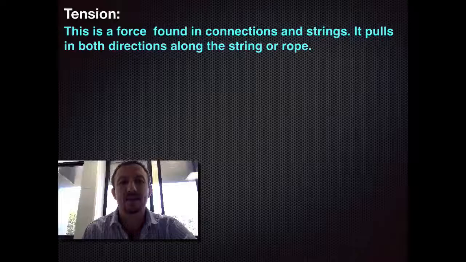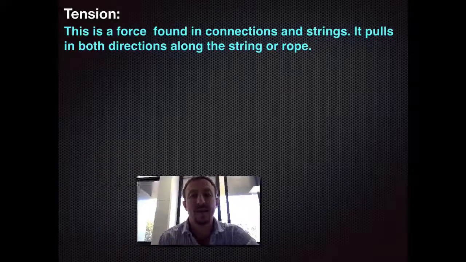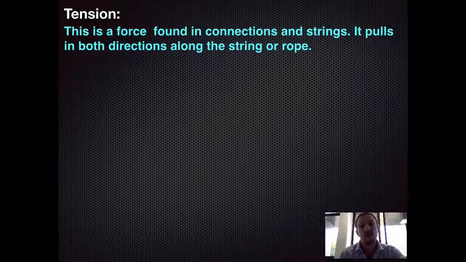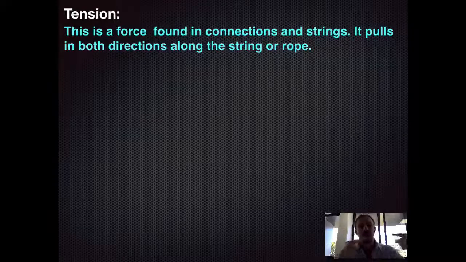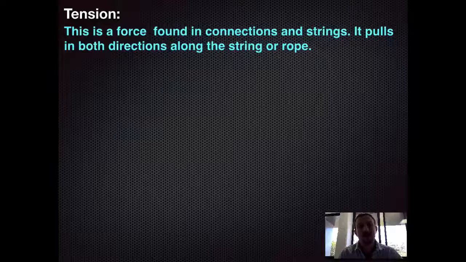Basically, tension is a force found in connections and strings, and it has the effect of pulling in both directions. We're going to have a string which is attached to an object. It's also attached to some other point, which means there are two points of tension, one on the object and then that other point. The result is those two tensions act in opposite directions, and we'll explore that later on.